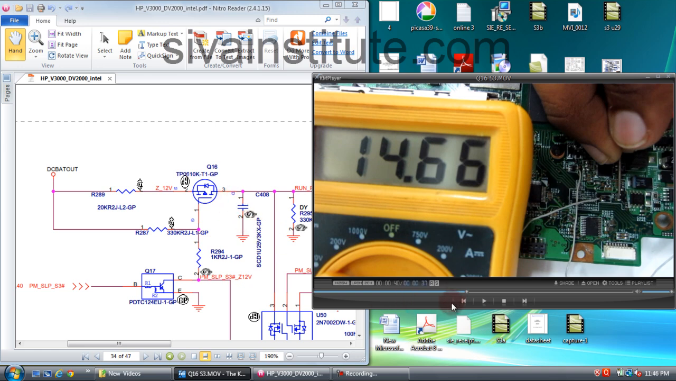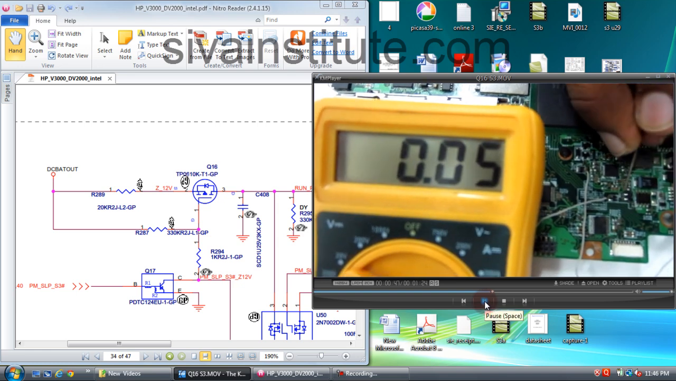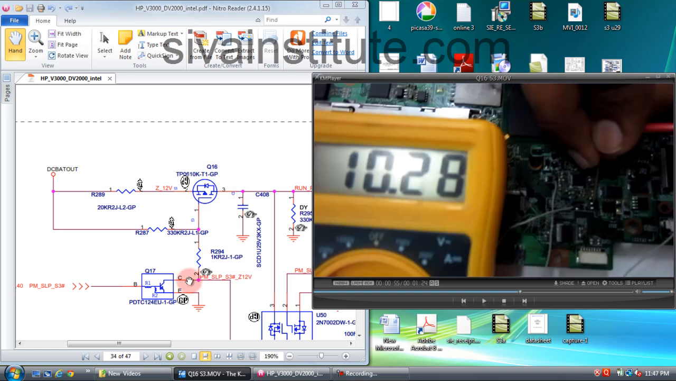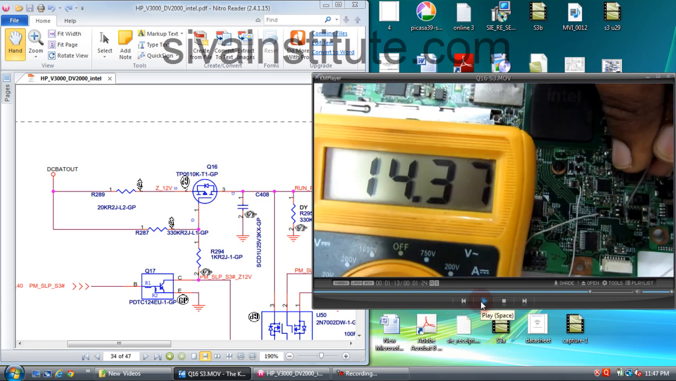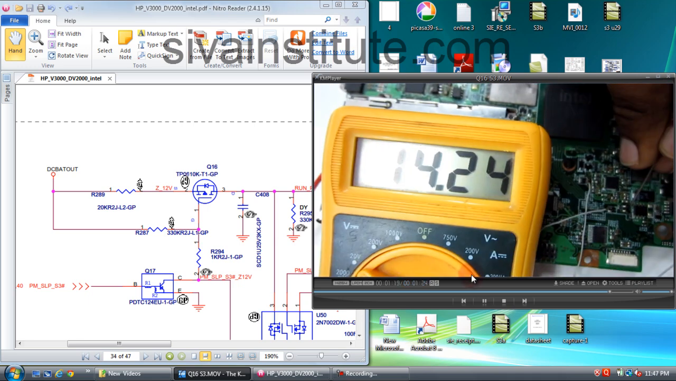We will see after the S3 command. This is the drain, no voltage at this point. We will give the S3 command. See here. When this SLP S3 command comes to here, this voltage comes out from the drain. See here, drain voltage 14.35. When you give the SLP S3 voltage here, this voltage comes out from this place, 14.54 volts. This is 14.5 volts. This is okay.